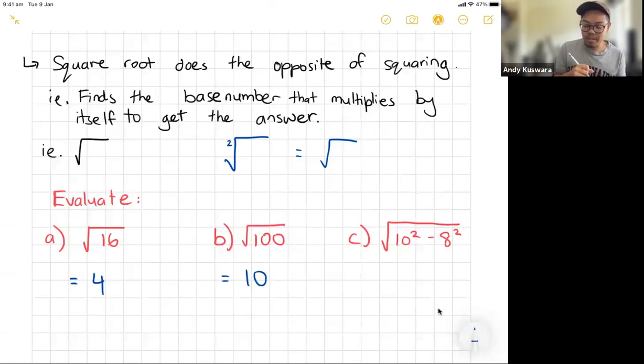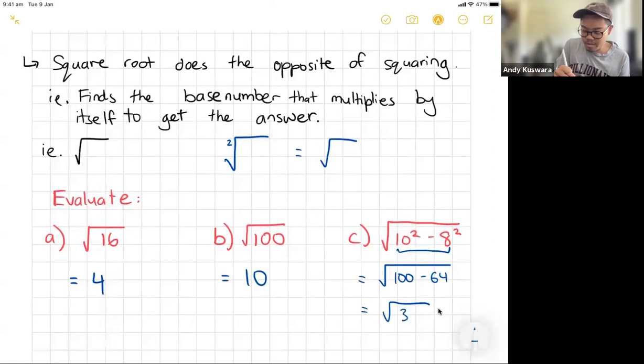And the last one here is, what if we have something a bit more complex? If we have something a bit more complex, what we have to do is solve what's on the inside first. We have to fix that up and simplify it, or evaluate it at the very least. So here 10 squared is 100, 8 squared is 64. And so this becomes the square root of 100 take away 64, which is 36. And then your answer here would become just 6. So that means 10 squared take away 8 squared, all under a square root, your answer would be 6.